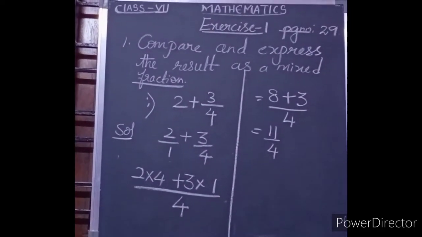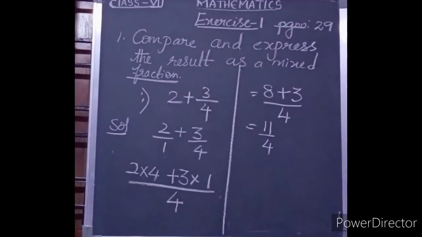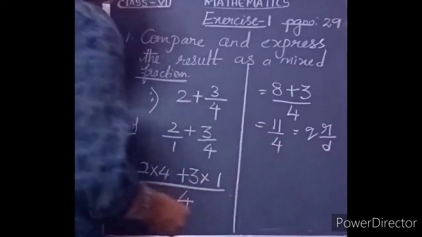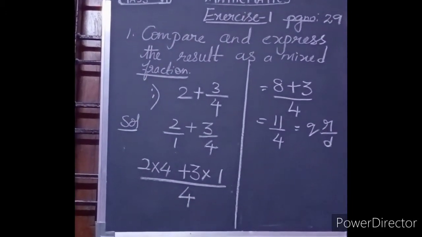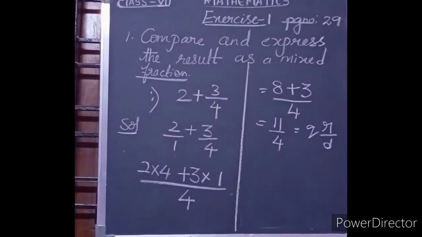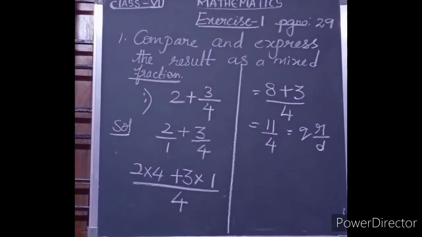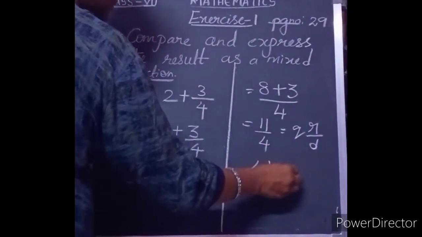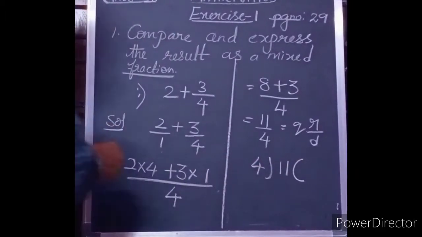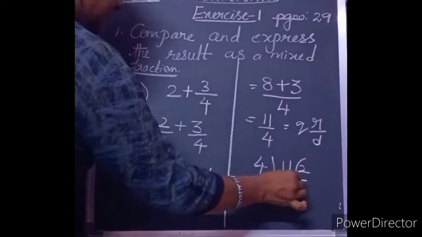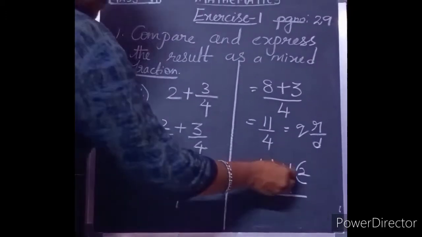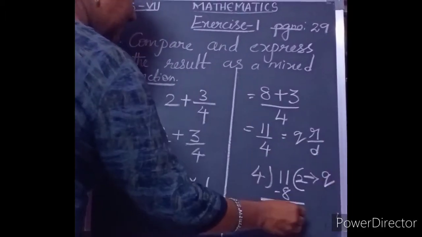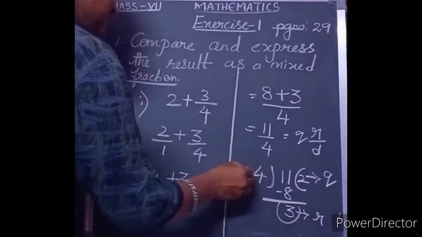How to convert to a mixed fraction? Already I explained to you before. QR by D formula. We have to express this as QR by D. What is Q? Q is quotient. What is R? R is remainder. And what is D? D is divisor. Now let us do the division here. 11 we have to take as dividend. 4 2s are 8. 11 minus 8 is 3. So 2 is the quotient, 3 is the remainder, 4 is the divisor.